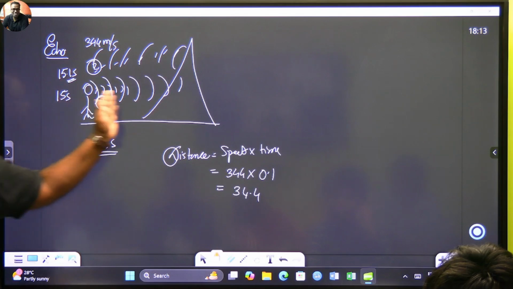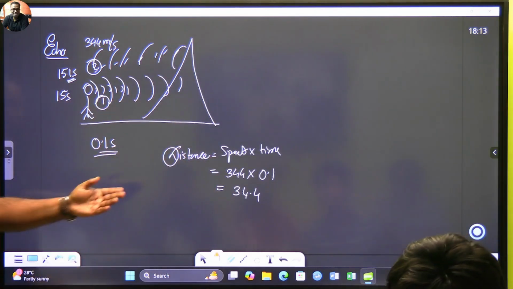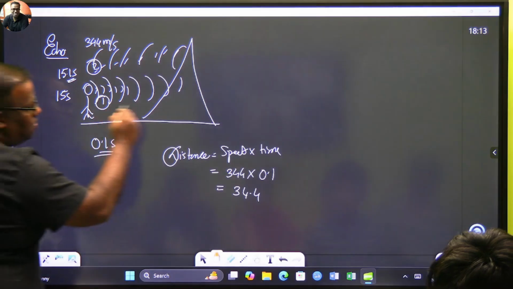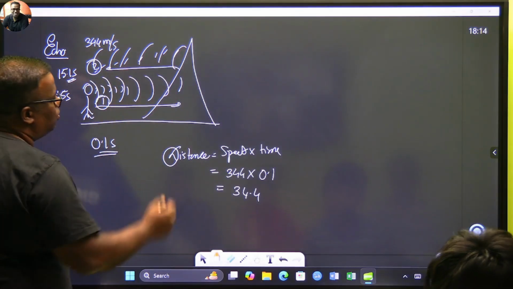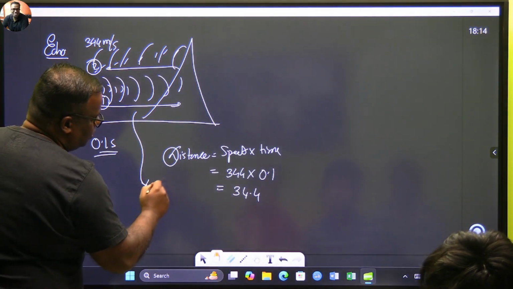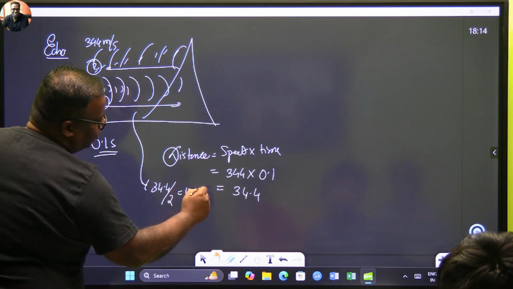So in this time, how much distance did the wave travel? 34.4. This is the time taken for two travels. ऐसे भी हम गए, ऐसे भी आए. So in one distance, if you see only this much distance, if you want to find out, so this will be 34.4 divided by 2, which is 17.2 meters.